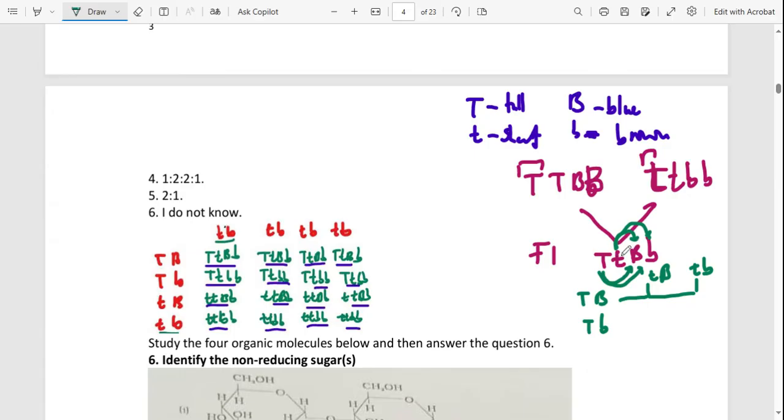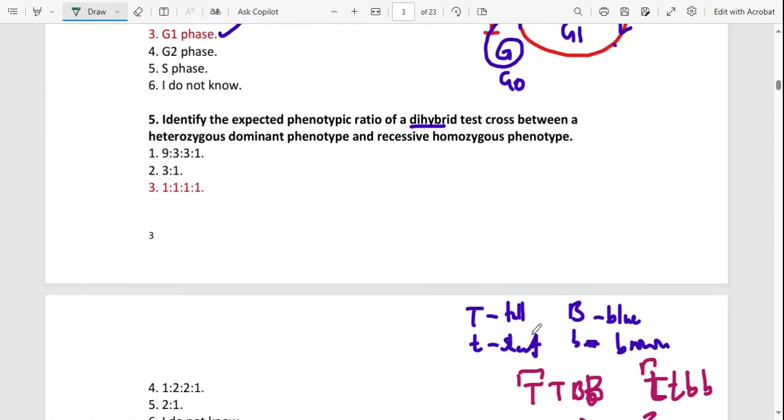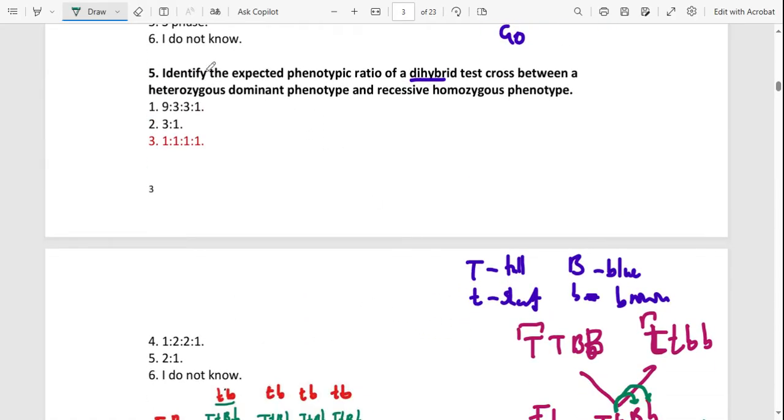Now you are going to put all this on every point: small t, capital B. So let me explain now using the question so that you get it. We've been told that the expected phenotypic ratio of a dihybrid cross is: we have heterozygous dominant.